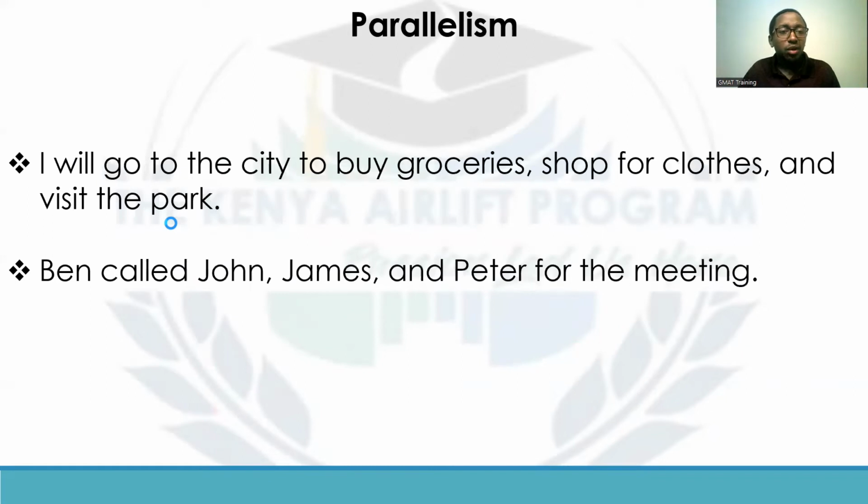So we have an example here. I will go to the city to buy groceries, shop for clothes, and visit the park. The first thing that you should notice here is the and. Once you see an and, you will know that there's some form of a list in that sentence. That list is whatever I went to buy: groceries, then shop for clothes, and visit the park.